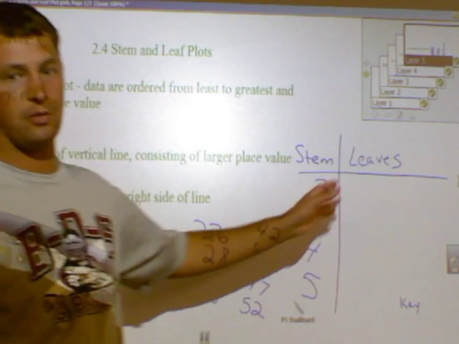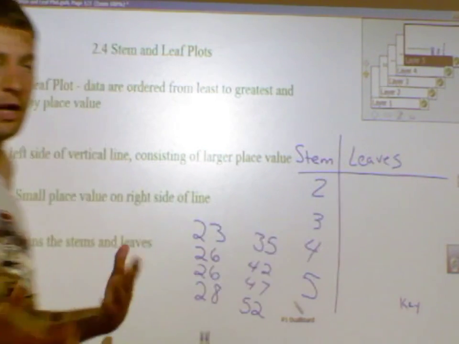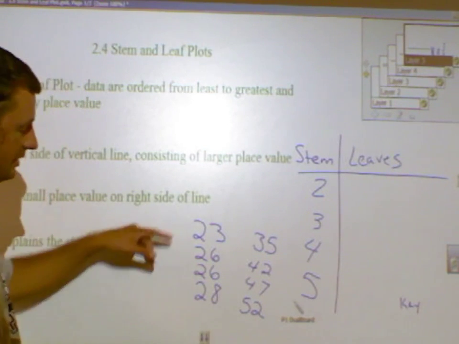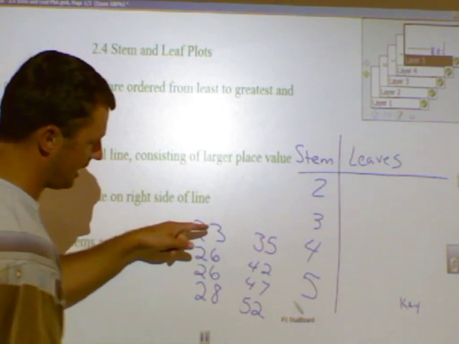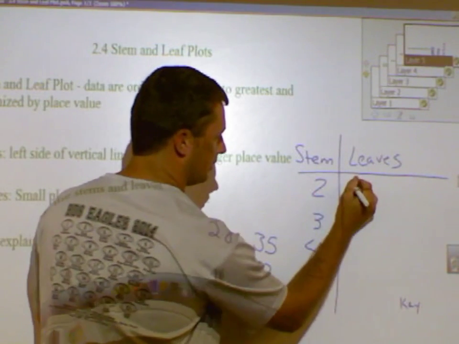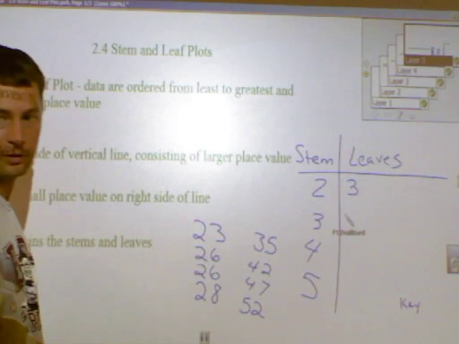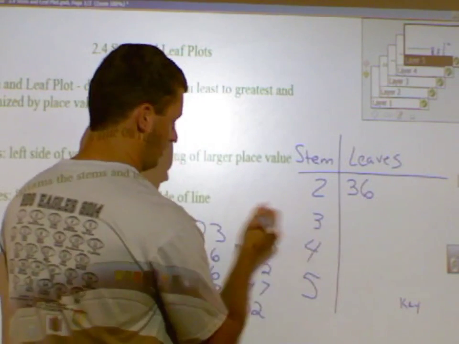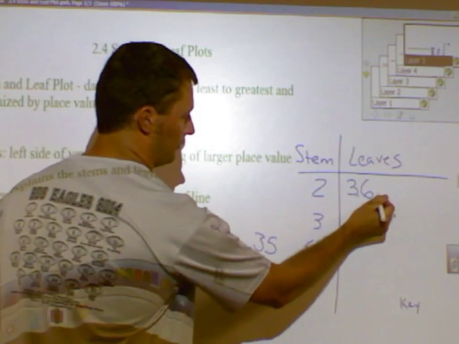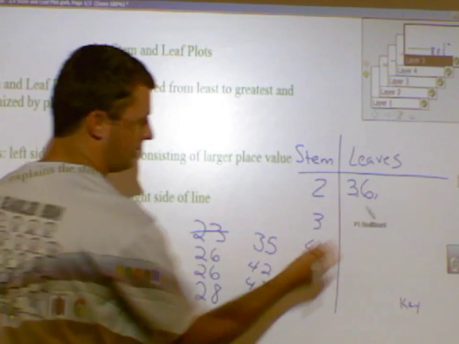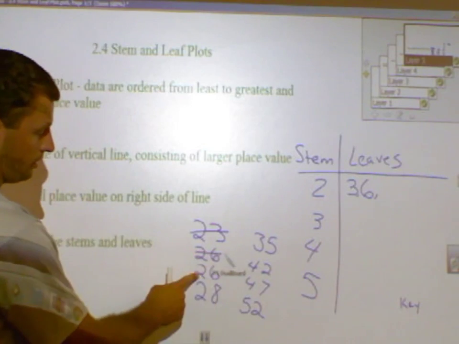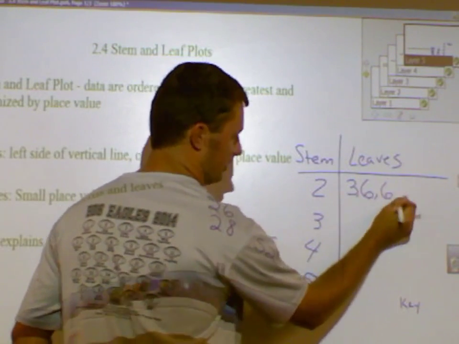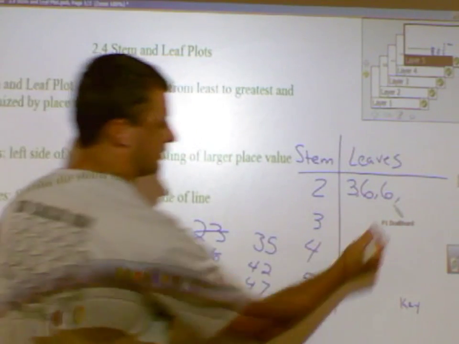Now my leaves I want to put in numeric order from least to greatest. And so I'm going to go through all my numbers, and they won't always be organized like this, but again, it's just an example. Okay, I have 23. So here I have 20, and my leaf, I'm going to put a 3. 23. 26. Carries over. You put a little comma in there if you want to tell the difference. Another 26. So 2, there's my first 26, here's my second 26. I've got 28. I'm going to put an 8 in there.